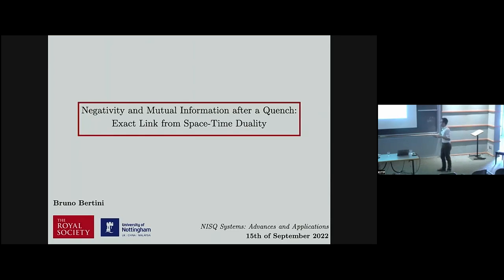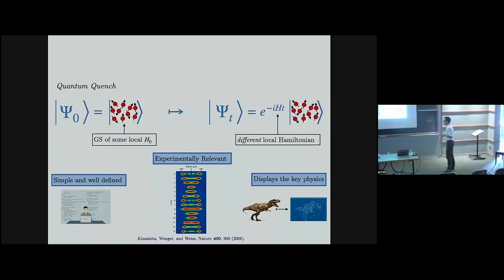So the setting that I want to consider is a very simple quantum quench. We prepare our system in the ground state of some local Hamiltonian, and then suddenly we change, for example, the parameter of the Hamiltonian or the Hamiltonian entirely, and we let it evolve with a different Hamiltonian, so that the time evolution here is non-trivial.